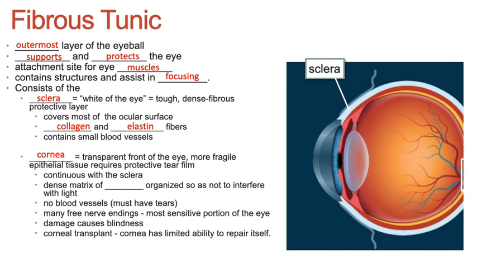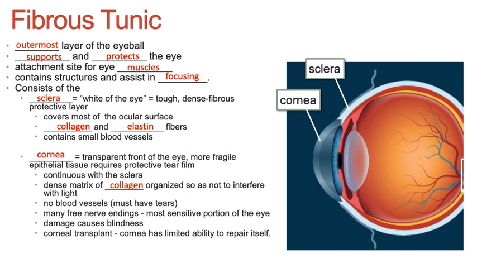The cornea is the other part of the fibrous tunic. This is the transparent front of the eye. It's much more fragile epithelial tissue, and it requires the protective tear film in particular. It is continuous with the sclera, so there's no specific dividing line, and that's shown here in this image. So it's a dense matrix of collagen, but they are organized because they can't interfere with light. So light is going to enter through this cornea, and if the collagen were not organized properly, a lot of that light would get diffracted before it would reach the retina.